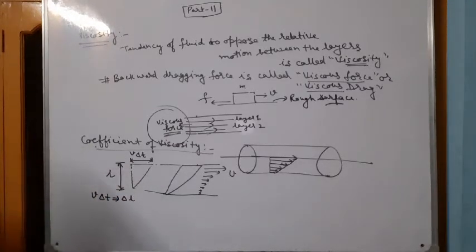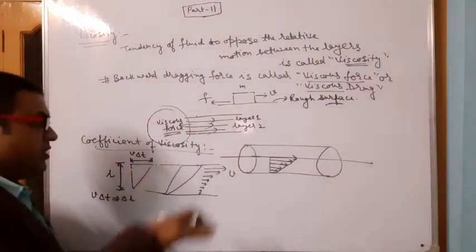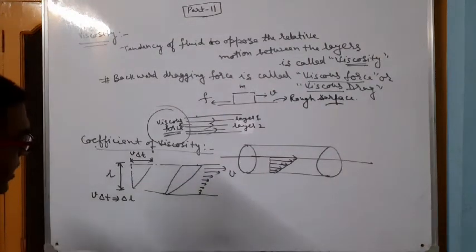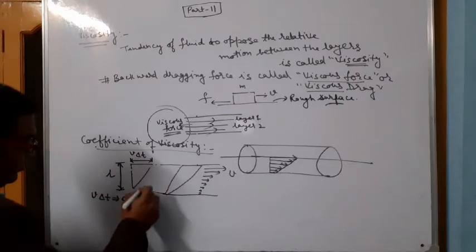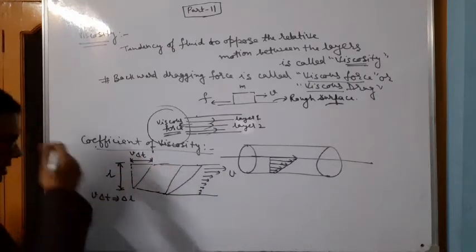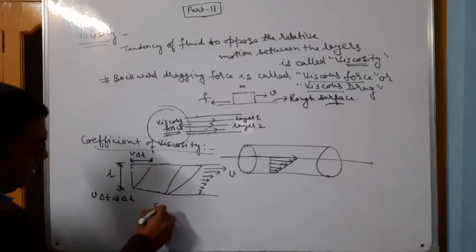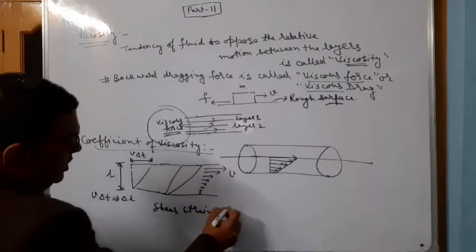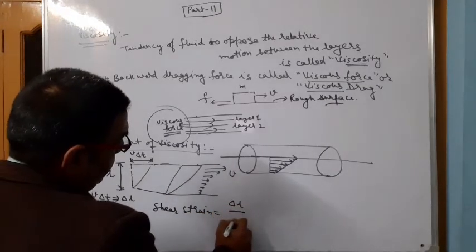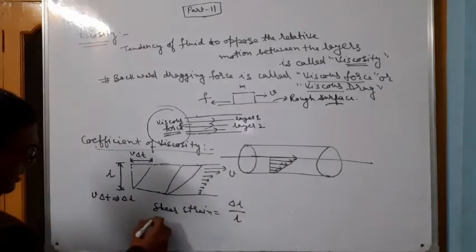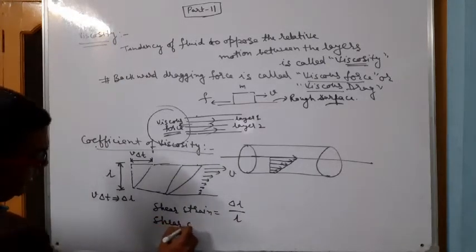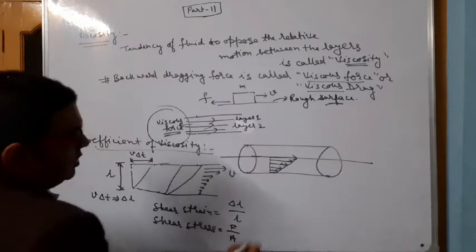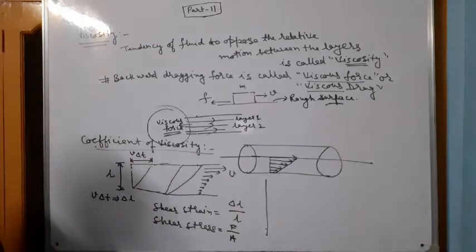Look here, this is just like a shear strain, and the shear stress is applied over here. So here we can apply that shear strain, which can be written as delta L upon L, and shear stress is force upon area.